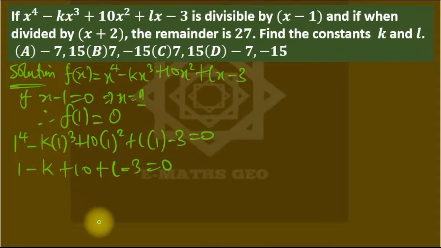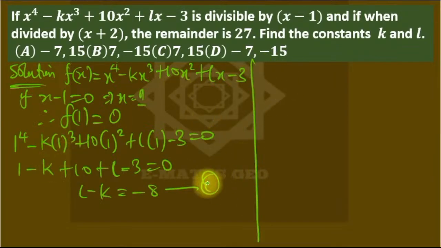So we are forming a simultaneous equation. I have l minus k. 1 plus 10 is 11. 11 minus 3 is 8. So we move that over to be minus 8. So l minus k equals minus 8. We'll call it equation 1.